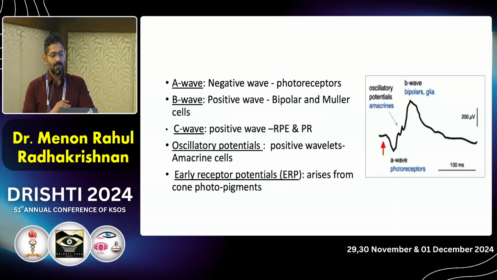Now, when we look at an ERG, you have an A wave over here, which is a negative wave which originates from the photoreceptors. Then you have the B wave, which is a positive wave which arises from the bipolar and Mueller cells, that is from the inner retina. And then you have the oscillatory potentials. These are small wavelets along the ascending limb of the B wave, and they arise from the amacrine cells. And then you have the C wave, which is again a positive wave, which comes a little later after the B wave, which arises from the RPE.